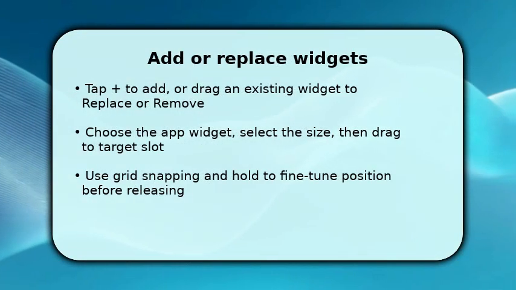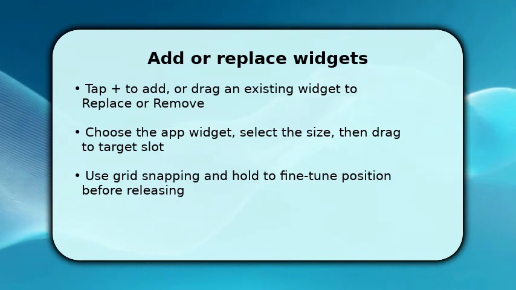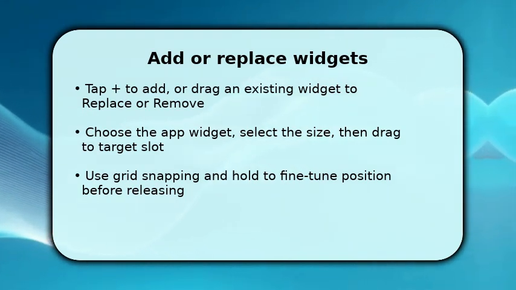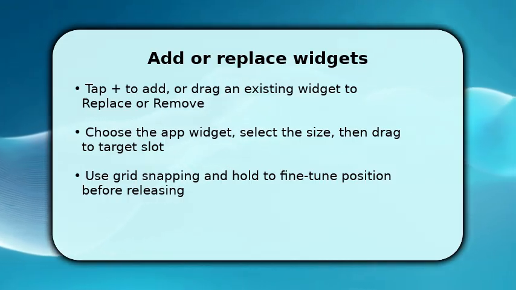You now add or replace widgets by tapping the plus button or long pressing an existing one. This opens the widget library so you can choose what to place. Once selected, pick the correct size and drag the widget into the target slot. The system will snap it to the grid.